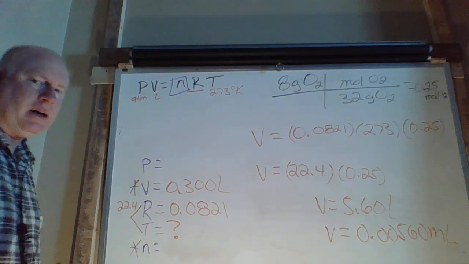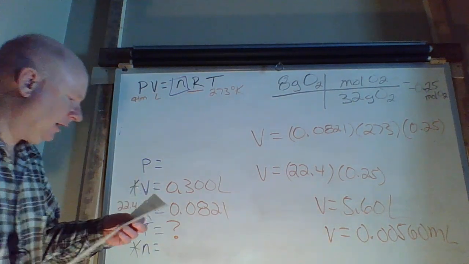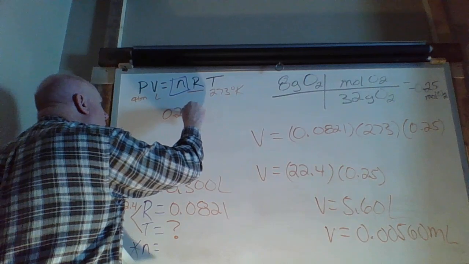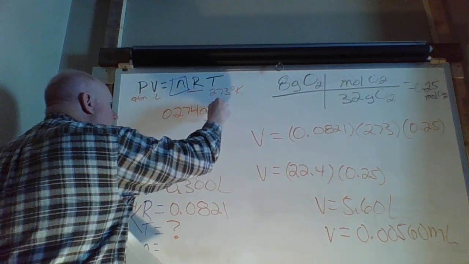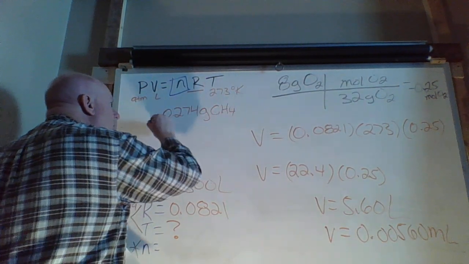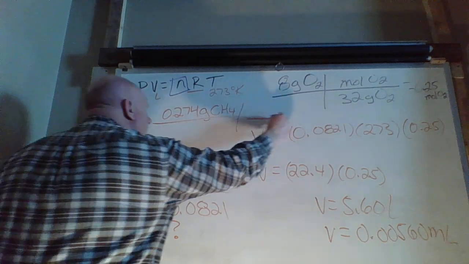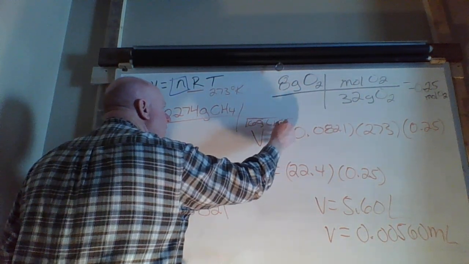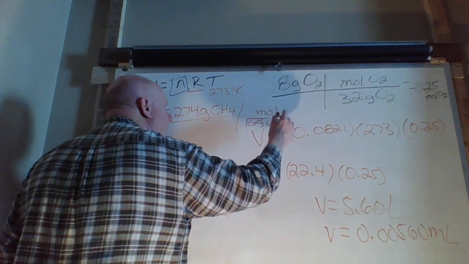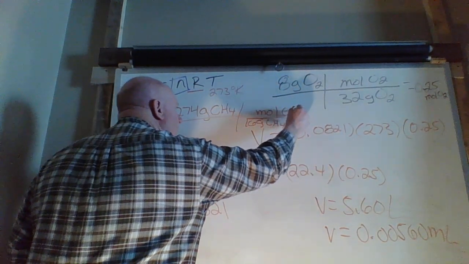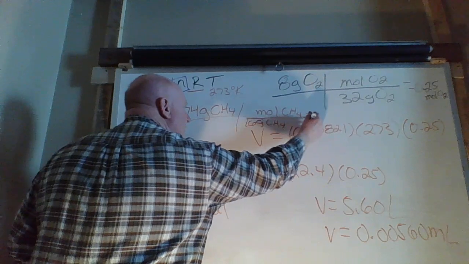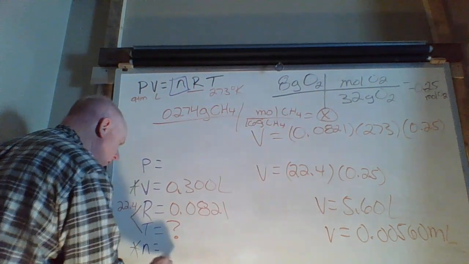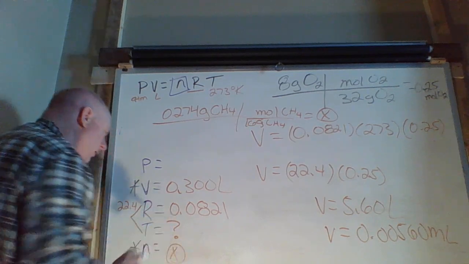It is a known substance, so we can take that 274, 0.274. Now that's grams of methane, CH4. Eventually you're going to divide that by 12 plus 4, so 16 grams of CH4. That gives you a mole of CH4. So whatever answer you get here, okay, just put an X in a circle. That goes down here, okay?